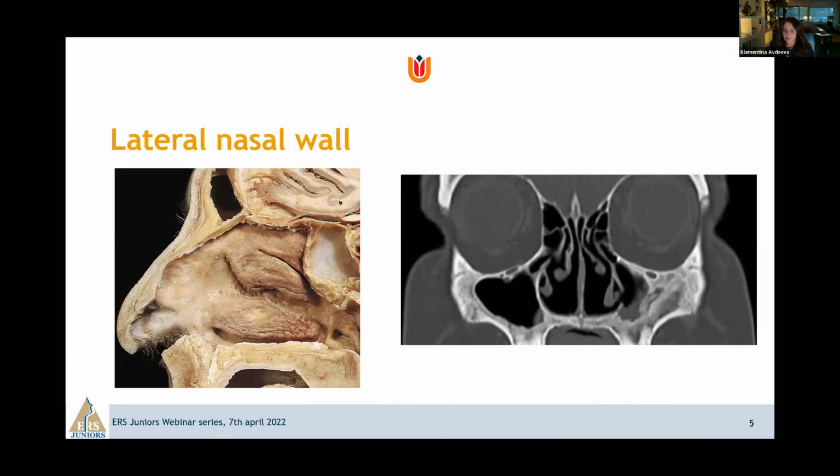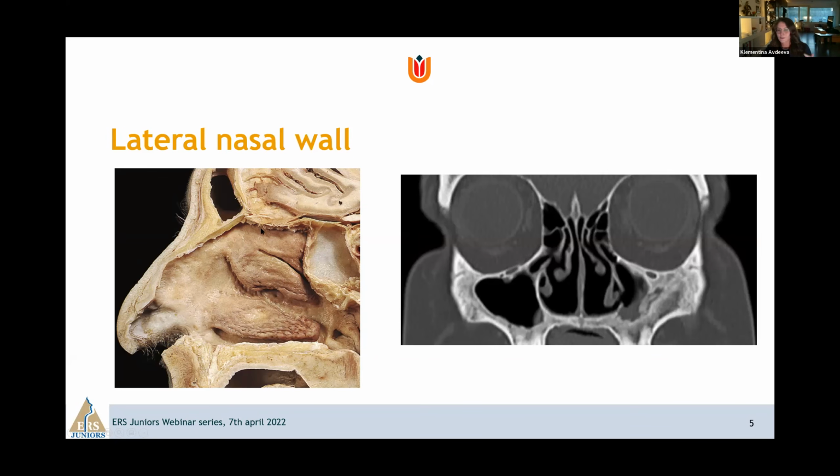The surgeries that we are performing are done on the lateral nasal wall. So the medial nasal wall is formed by the septum and the lateral nasal wall by inferior, middle, and superior turbinates. When we insert the endoscope in the nose, we have to be aware that the superior turbinate is actually located not superiorly to the middle turbinate, but rather posteriorly to it. And that superiorly, middle and superior turbinates fuse, forming the conchal plate.